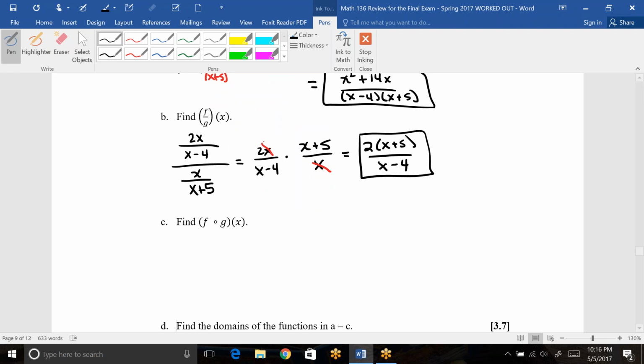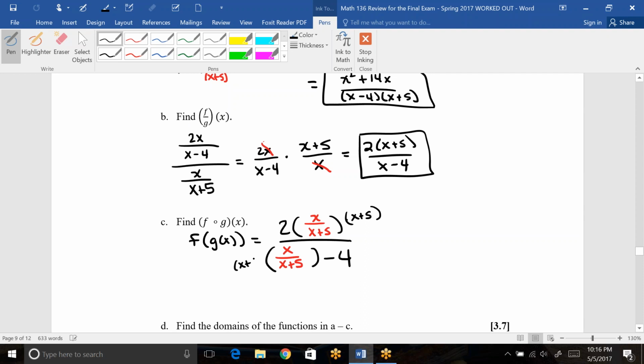Remember, f of g means you write the f function and you plug the g function into it. So the f function was 2 blank over blank minus 4. All the blanks are where the x's used to be on f. Inside those blanks, we're going to plug g, which was x over x plus 5. Now to clean this up, we want to multiply everything on top and bottom by x plus 5.